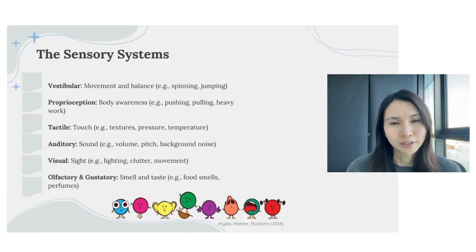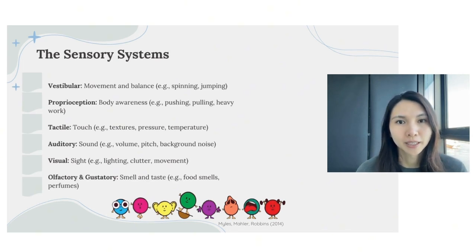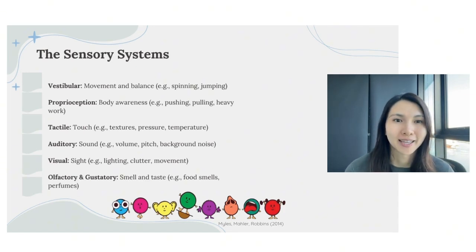There are several sensory systems that shape how we experience and engage with the world. The vestibular system helps us with movement and balance. Proprioception gives us body awareness, like knowing where our limbs are without looking. The tactile system is our sense of touch, including texture, temperature, and pressure. Auditory processing relates to how we hear and make sense of sound. The visual system includes how we take in light, movement, and visual clutter. And finally, olfactory and gustatory processing involves smell and taste. All of these systems work together, mostly without us even realizing, to help us feel safe, regulated, and ready to learn.